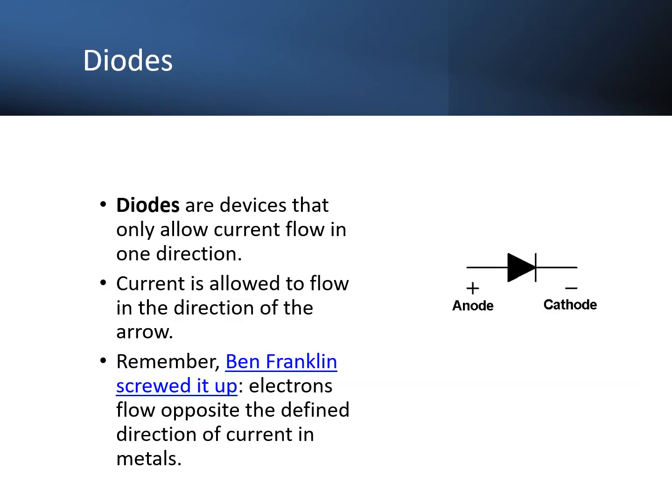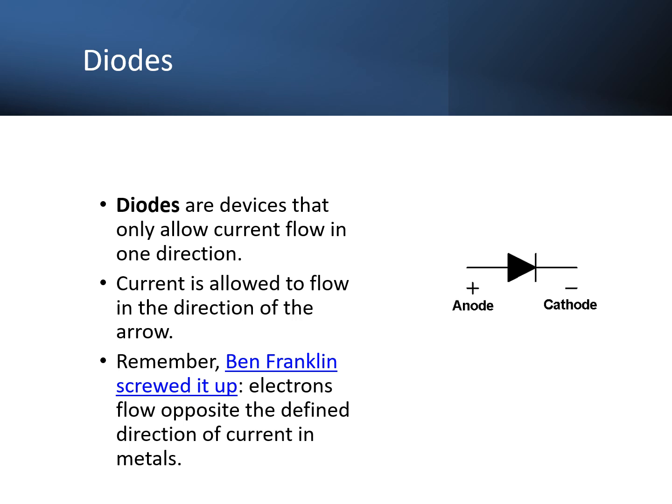There we go. Diodes. This is a diode. Diodes are devices that only allow current to flow in one direction. So intuitively, if you look at this, right, there's an arrowhead and an arrow coming from the anode and going to the cathode. Okay? Now, which way does current flow through this thing? From positive to negative. What?